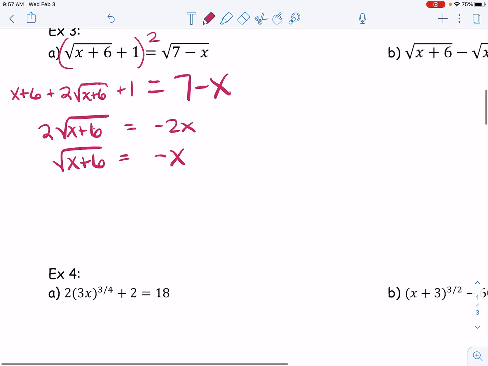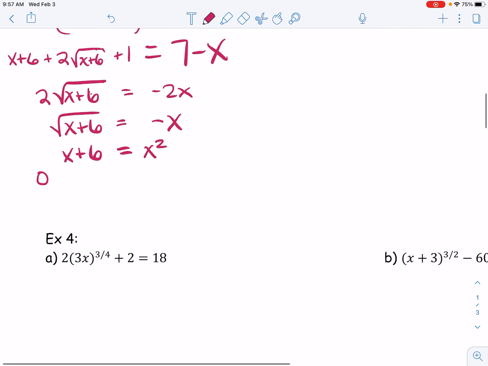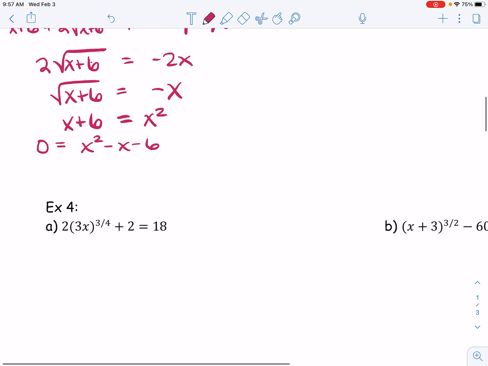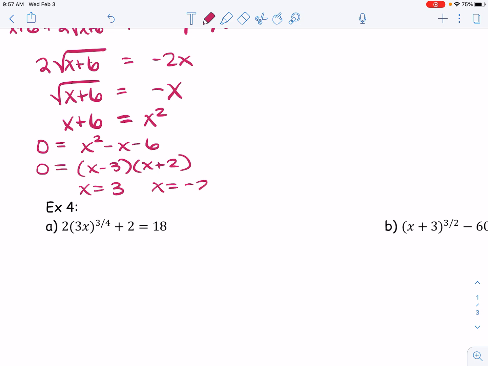And then what could I do here? I need to square both sides. Squaring the left, squaring the right. I am squaring a negative x, so that means I get a positive x squared. And so now I can set it equal to 0. And then I ask myself, are there factors of -6 that add up to -1? Yes, that's -3 and +2. And so then that means x would equal 3 and x would equal -2.